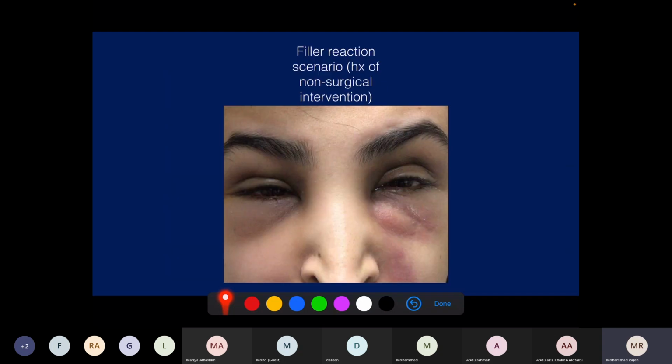A popular scenario, and recently I noticed they like a filler reaction scenario, and usually the hint is a history of non-surgical intervention. It's very important.